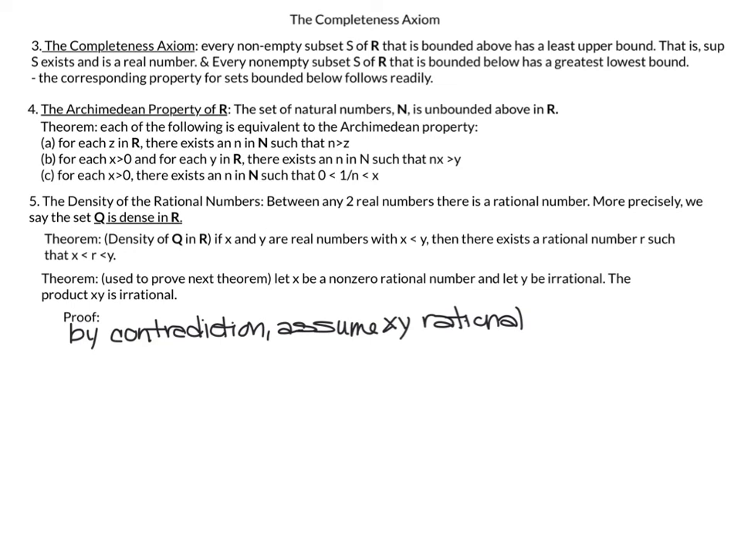Next, we have the theorem that if x is a non-zero rational number and we multiply that by y, an irrational number, then the product xy is irrational.